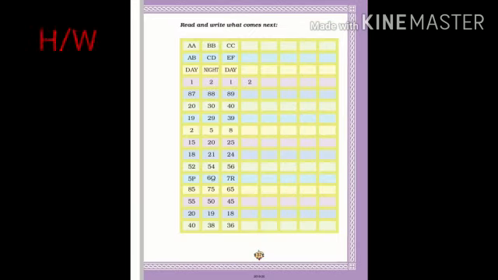Okay children. Now coming to the last page, that is page number 37. Read and write what comes next. This is your homework. In all the 3 classes you have learned so many patterns, so I think you can do it yourself.